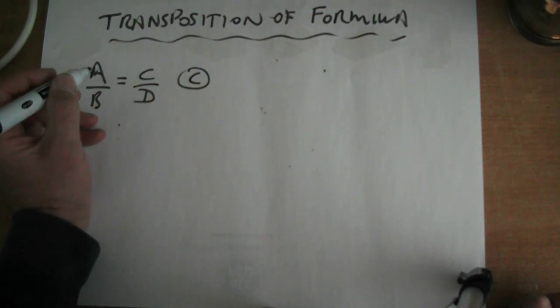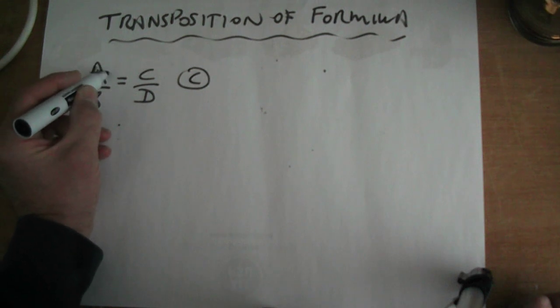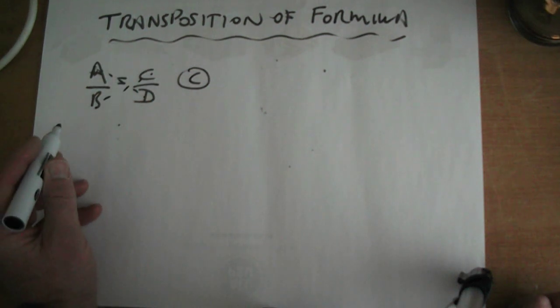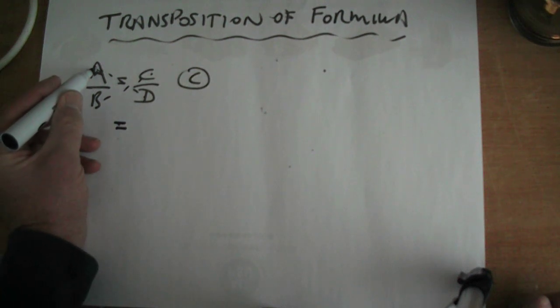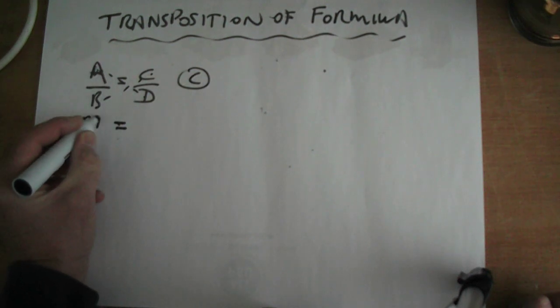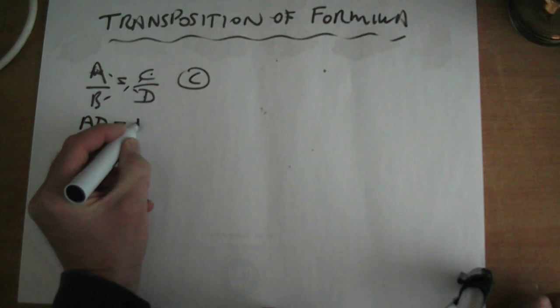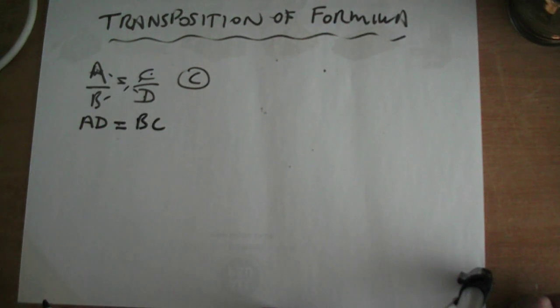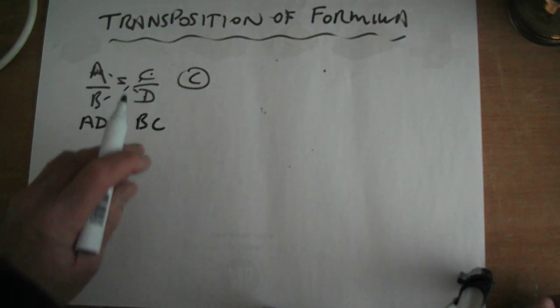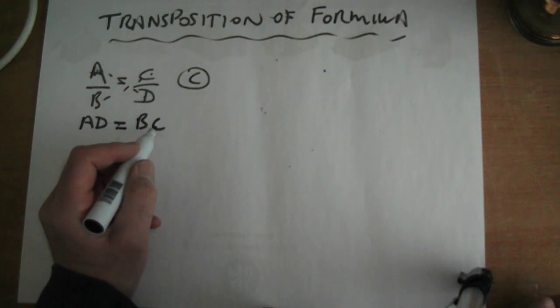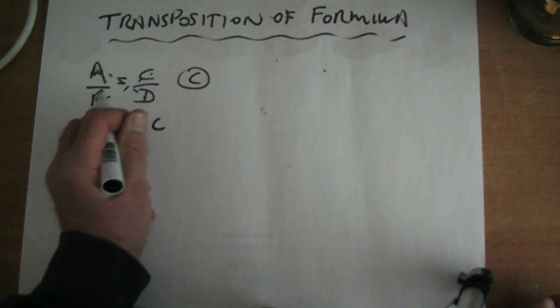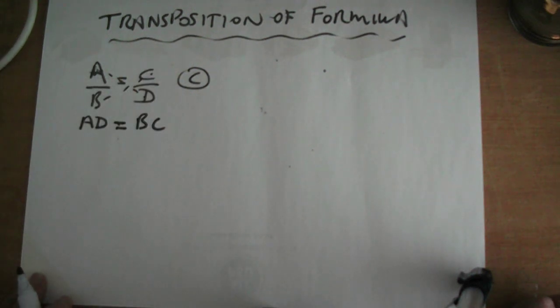Now cross multiplying means you cross multiply diagonally, put the equal sign in the middle. Say A times D equals B times C. Now it doesn't matter which way around these are here, but I mean that could be D times A or that could be C times B. But as long as you cross multiply diagonally, you can't really go wrong.